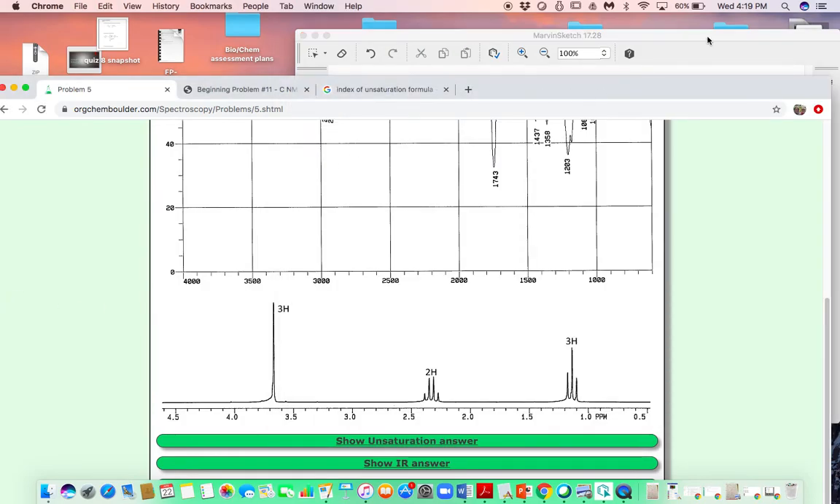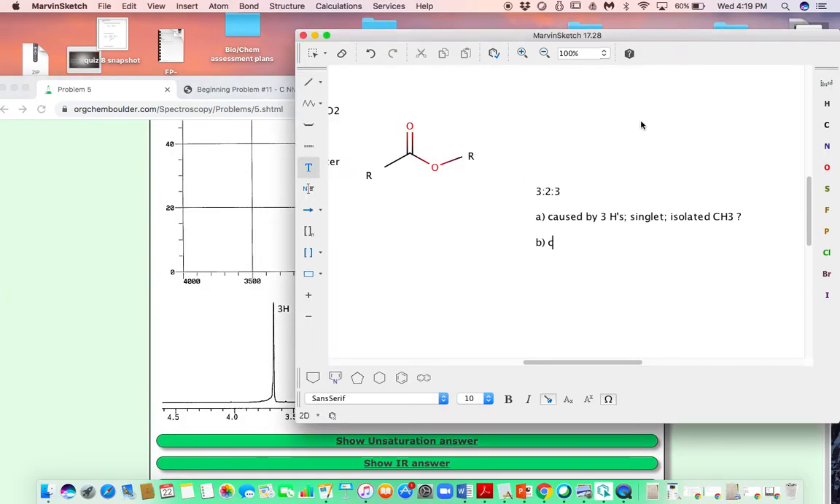All right, signal B is caused by 2 H's, and it looks like it's a quartet. So it's probably split by something with 3 H's, which would probably be a methyl group. So this tells me I probably have a CH2 CH3 sequence in there somewhere.